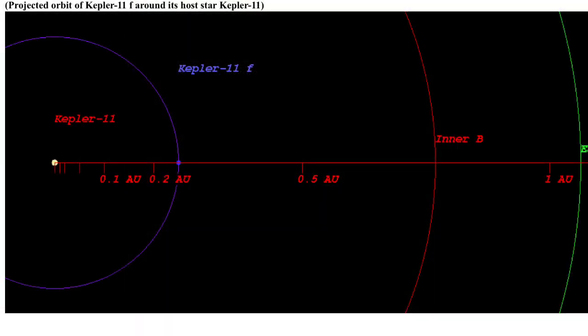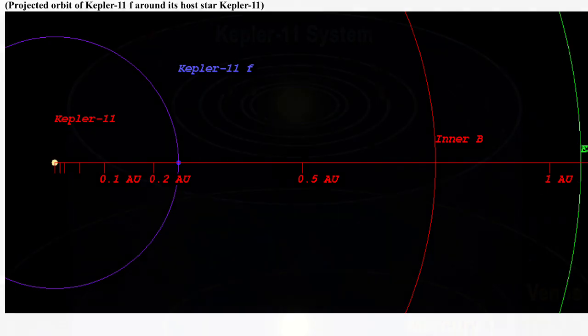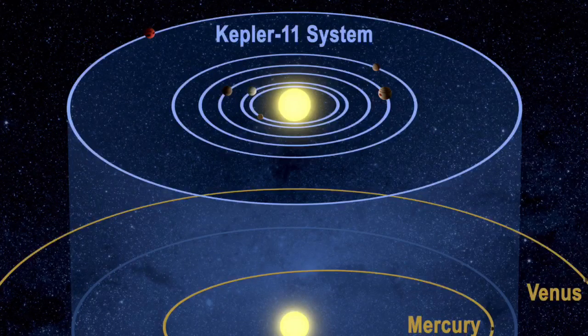Kepler-11f is uninhabitable due to its temperature and density, which is less than water, due to its hydrogen and helium atmosphere, which is comparable to Saturn's.